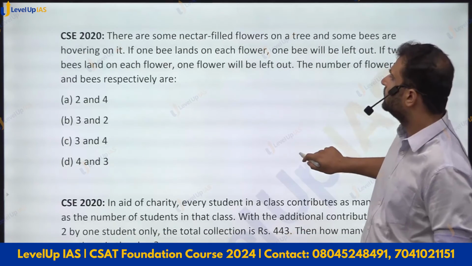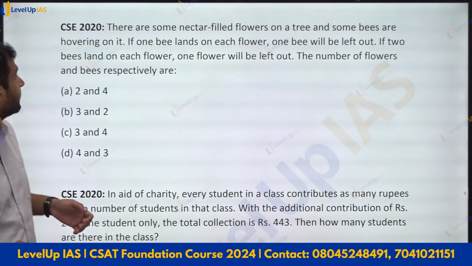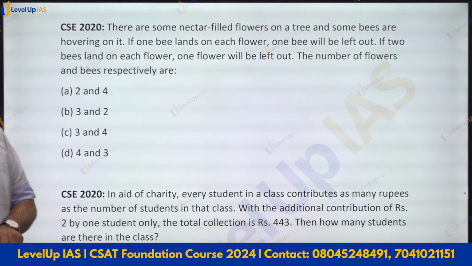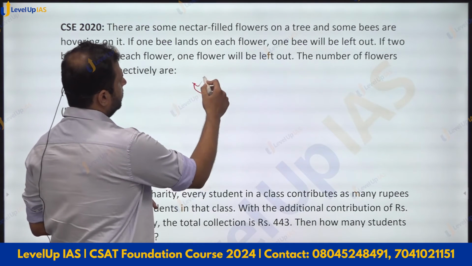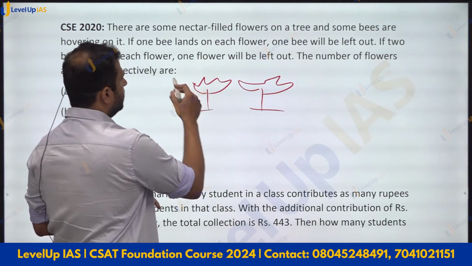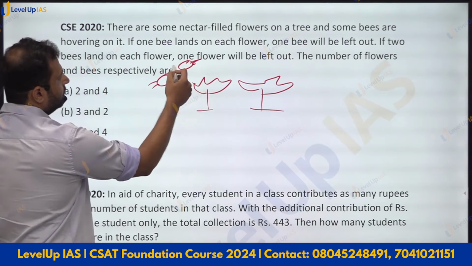Next question. There are some nectar filled flowers on a tree and some bees are hovering on it. If one bee lands on each flower, then one bee will be left out. And if two bees are landing on each flower, then one flower will be left out. What is the number of flowers and bees? So there are some flowers and there are some bees. Okay, we don't know their number.